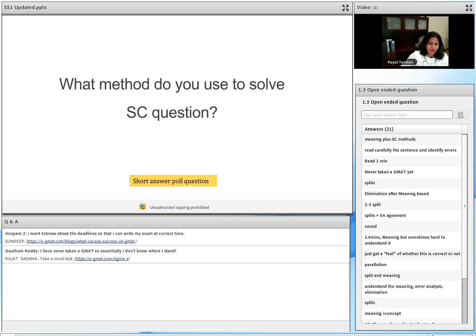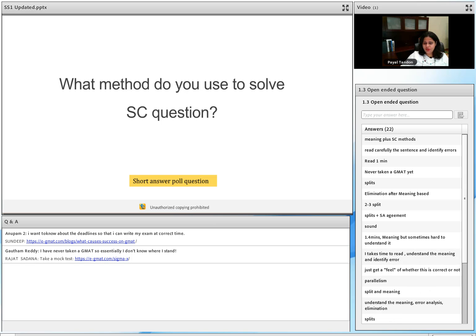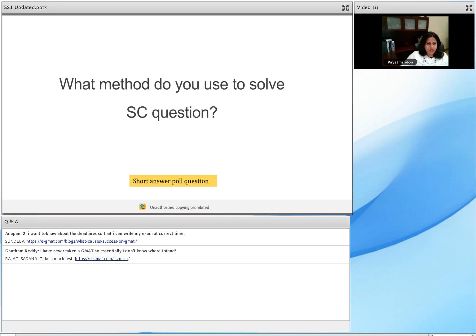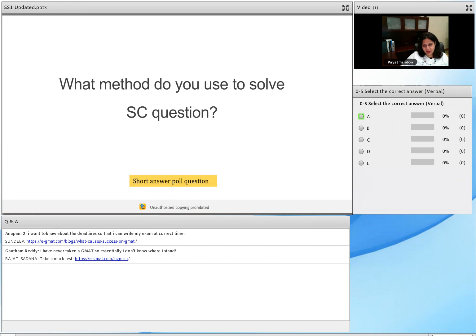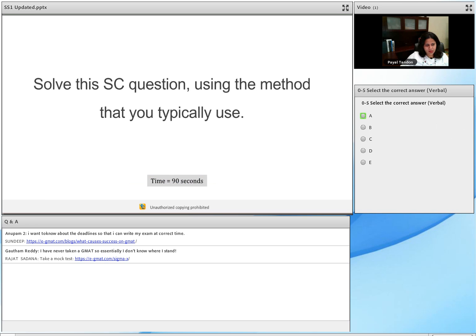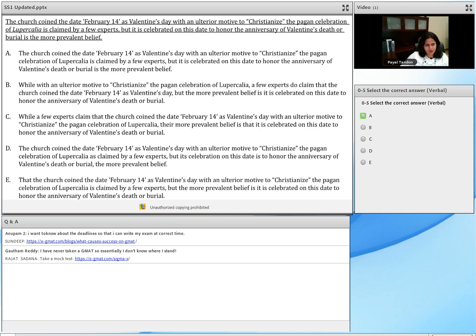All right. So what I'm going to do is give you a question, and I want you to utilize whatever method you use to solve SC questions, and then solve the question. Then I'm going to give you a detailed description of how you should have solved it. Let me get the poll here. I'll give you about 90 seconds to solve this question. So there you go, solve the question. Here's the question. Go.